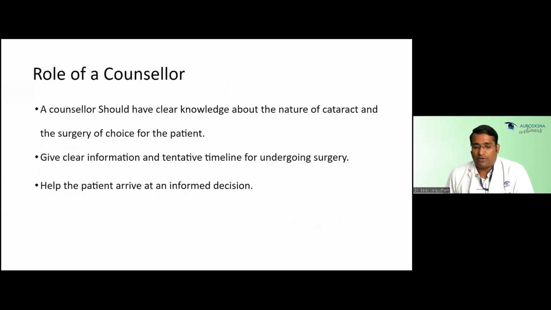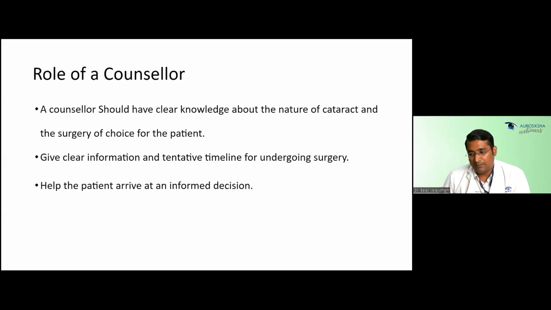What is the role of a counselor? Now that you have understood the lens anatomy, types of age-related cataract, and the types of surgeries that we commonly do, the counselor should be able to have a very clear knowledge about the nature of cataract and the surgery of choice for the patient. And if that is clear, then he or she should be able to give clear information, and also give a tentative timeline for undergoing the surgery, and also give what are the alternate options.